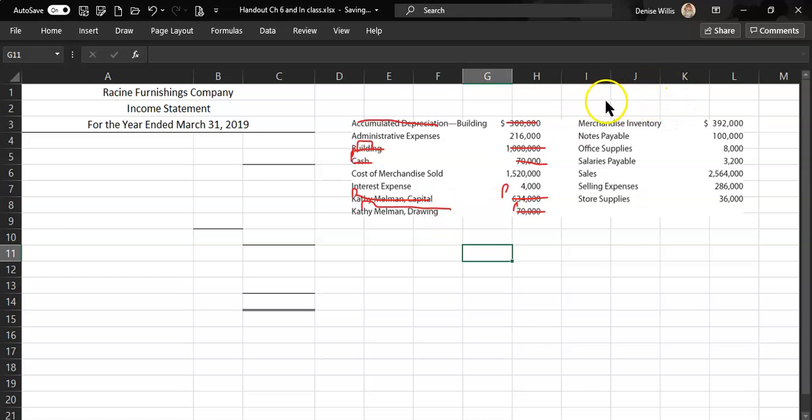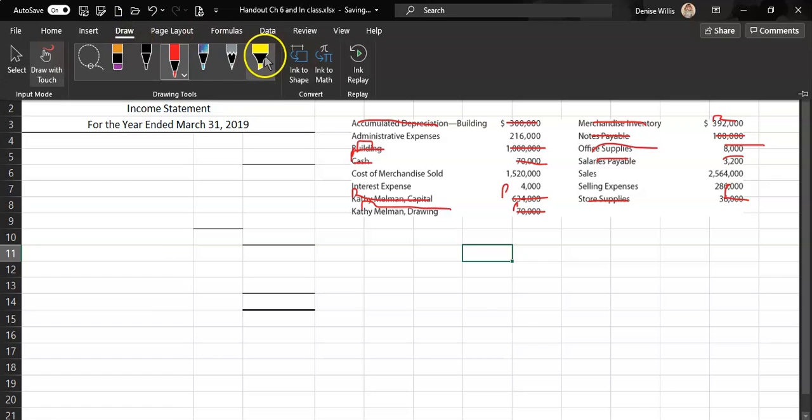Over here we have merchandise inventory. That is an asset, so we're going to cross it out. We don't need it. Notes payable beneath it is a liability. We're going to find that on the balance sheet. We don't need it. Office supplies, that is a current asset. It's going to go on the balance sheet. We don't need it. Salaries payable, likewise, is a liability. We don't need it. And we do need sales. That is our revenue account. We need selling expenses, but we do not need store supplies. And that is a current asset.